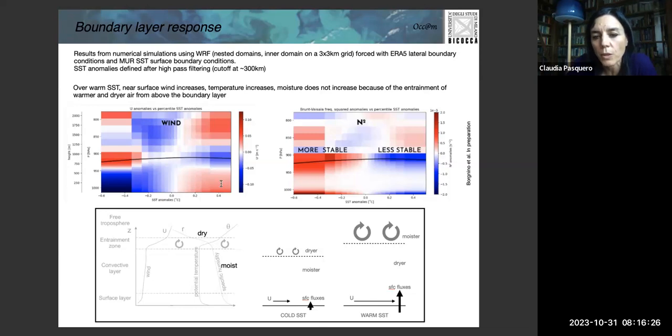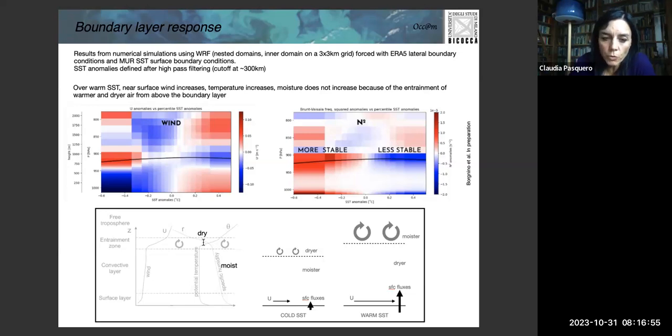No surprises here. I also decided to highlight the Brunt-Väisälä frequency change, indicating the stability of the air column. And we see that indeed at the top of the boundary layer on the warm side, the Brunt-Väisälä frequency has a negative anomaly, meaning that the atmosphere here is less stable, and it's more stable on the other side. So clearly this is what favors entrainment from above.